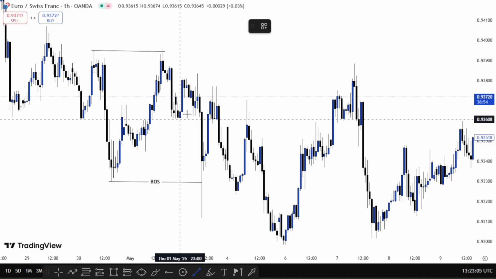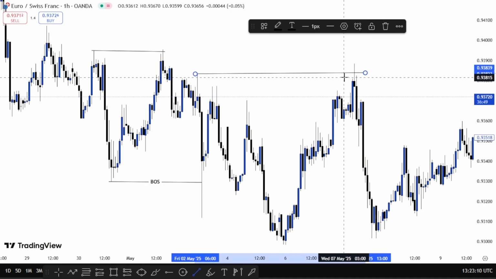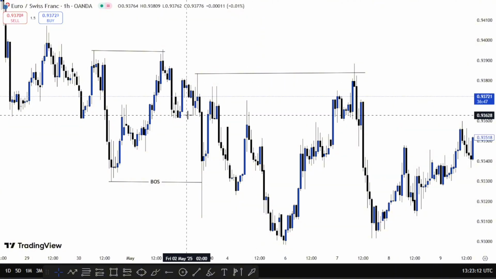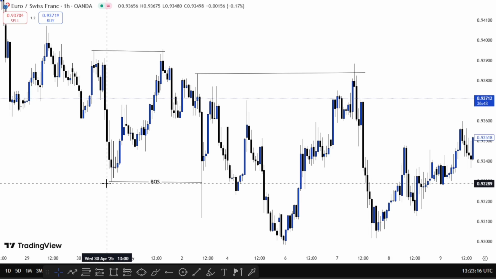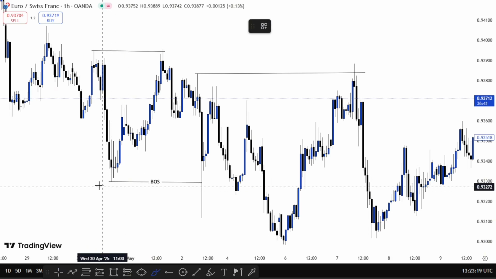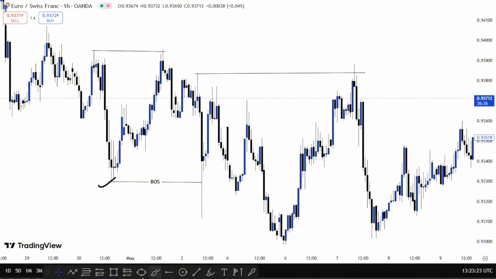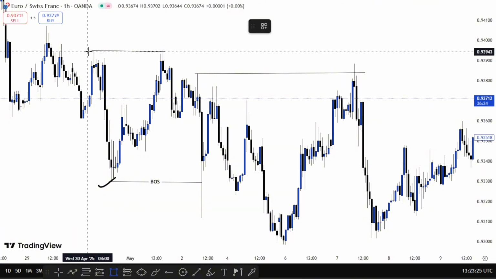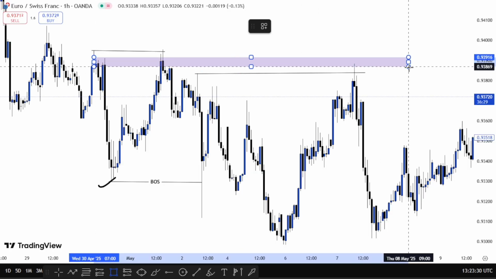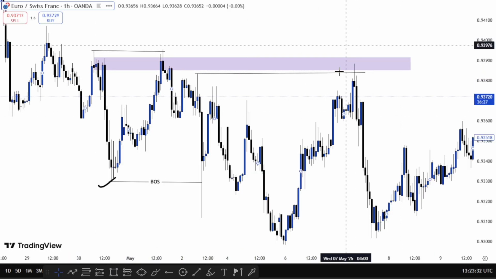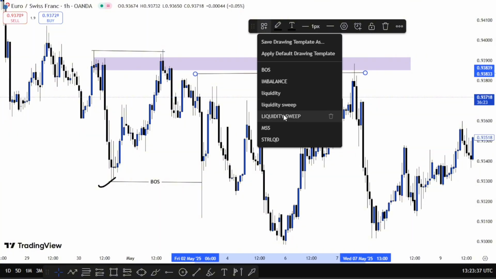I told you this pullback gave us an internal structural liquidity. So we have that internal structure there before this break. If the market has not taken out this low right here, we wouldn't have been considering this particular setup. So right here, you can clearly see that this area is my point of interest. You can see how the market went and tapped into that area.